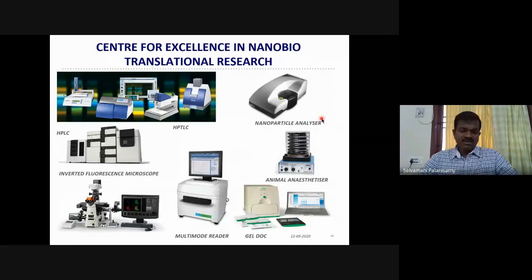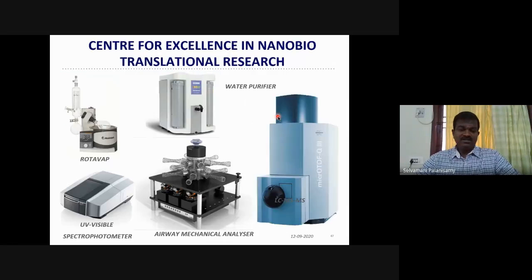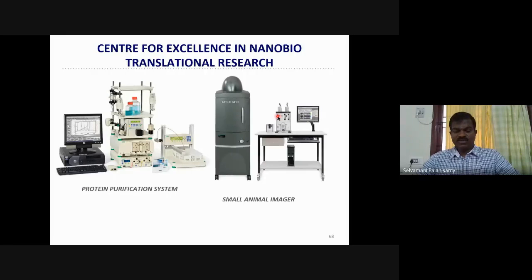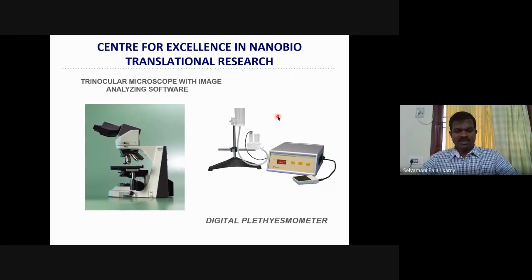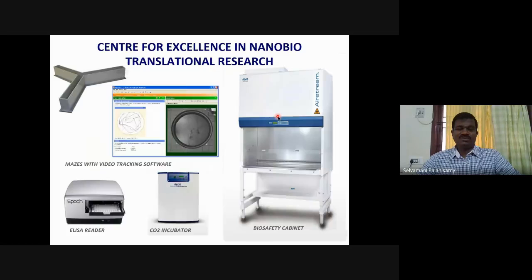So let me complete here. These are all the infrastructure we have in our lab: UHPLC, fluorescence microscope, multimode reader, gel doc, animal anesthetizer, and nanoparticle analyzer with LC-MS, airway mechanical analyzer, and other small equipment including UV spectrophotometer, protein purification system, and animal imager with individually ventilated cages. We have other minor equipment for animal evaluation, and biosafety provisions are there.